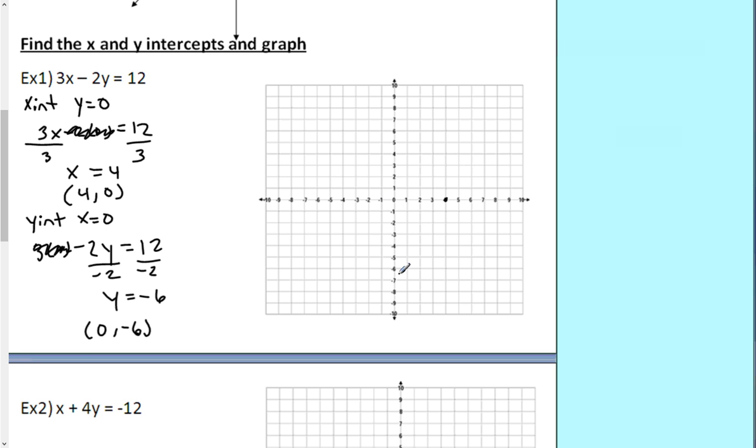Let's go ahead and graph that. 0, negative 6. I have 2 points. 2 points make a line, so I'm going to go ahead and make that line now. Like I said, yours should be a little bit better than mine. But there's my line. Quick way to graph it.